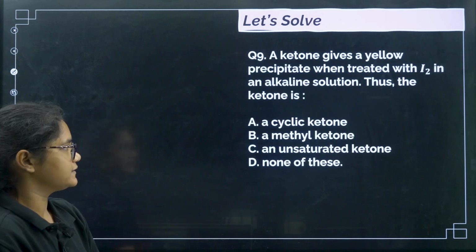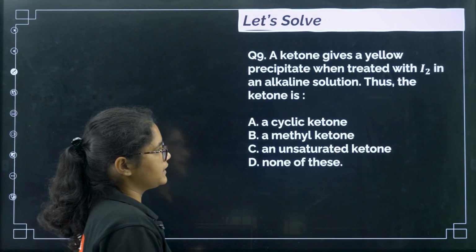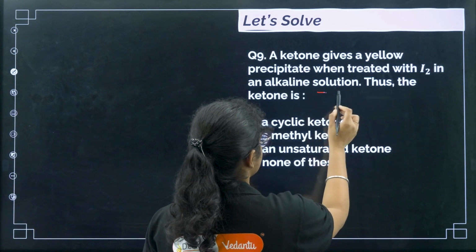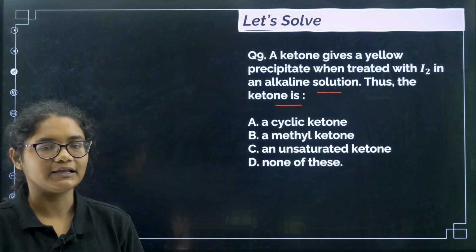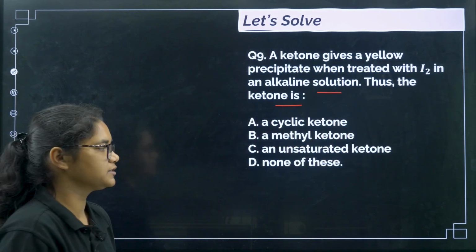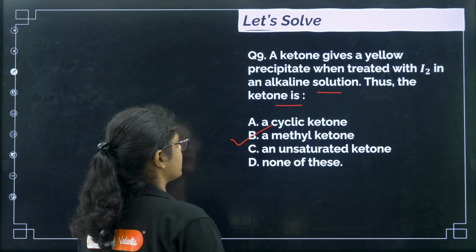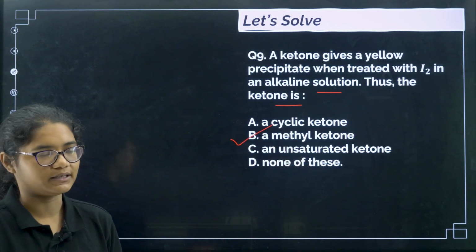Okay. Next, a ketone gives a yellow precipitate when treated with I2 in alkaline solution. The ketone is... So yellow precipitate, I told you methyl ketones, okay, iodoform reaction, methyl ketone should be there. So the correct answer is option number B here.